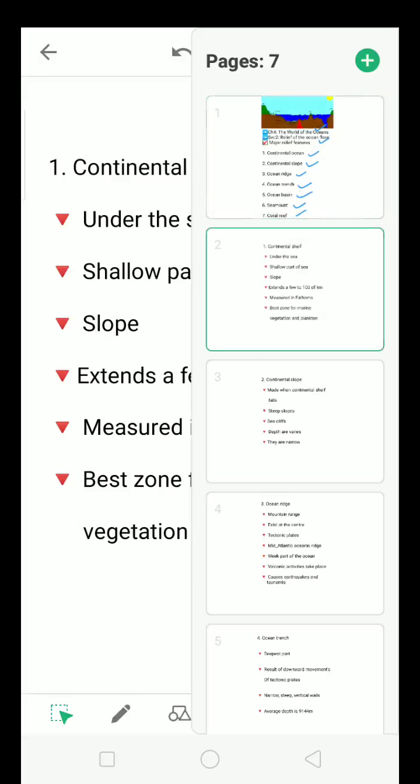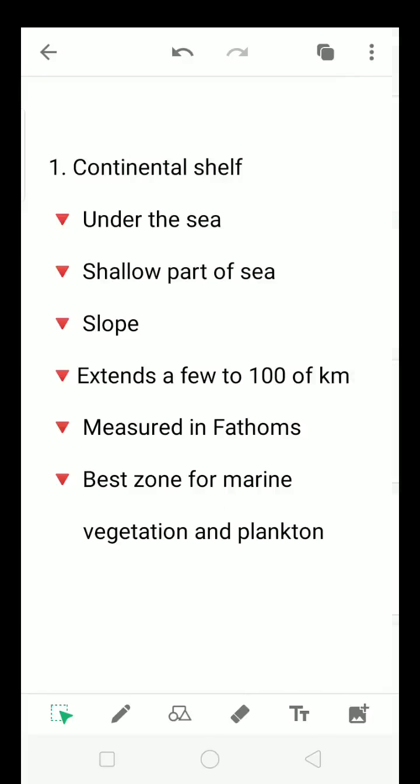So first of all, we will read about the continental shelf. What are the continental shelves? These are like a shelf, and we can find these shelves under the sea. It always extends under the sea. It is a shallow part of the sea. It is slow, and it extends a few hundred kilometers.